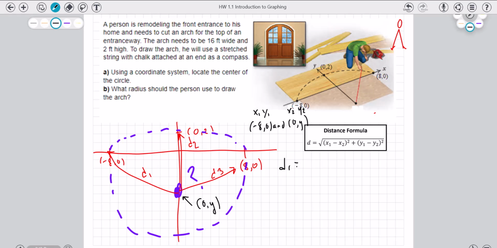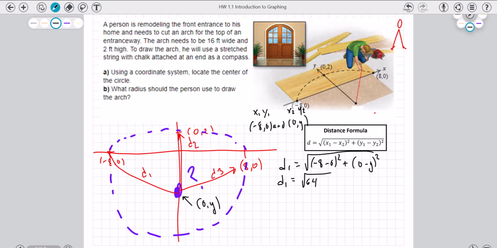And so using my formula here, I plug in my values. So I have -8 minus my x2, which is 0, squared. And then I have 0 minus y, squared. And so if I multiply all this stuff out, -8 squared is 64.